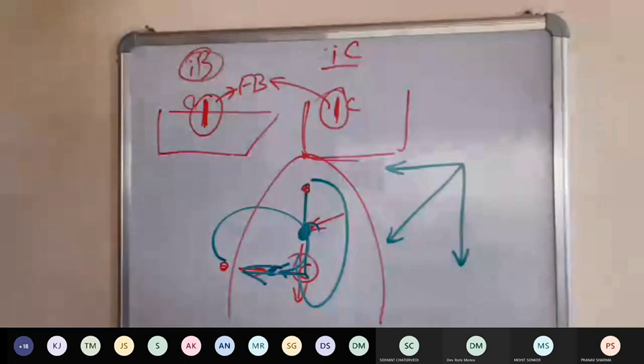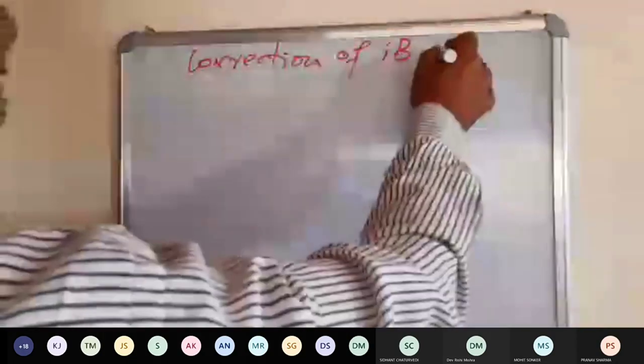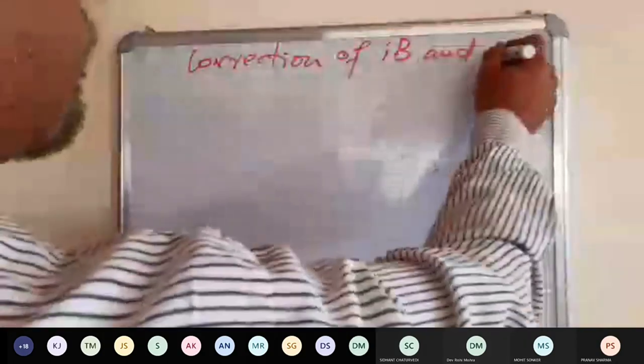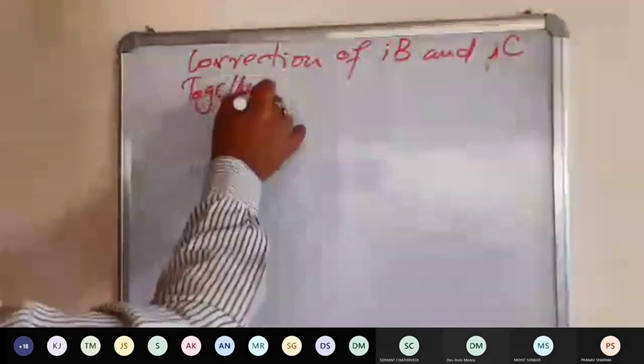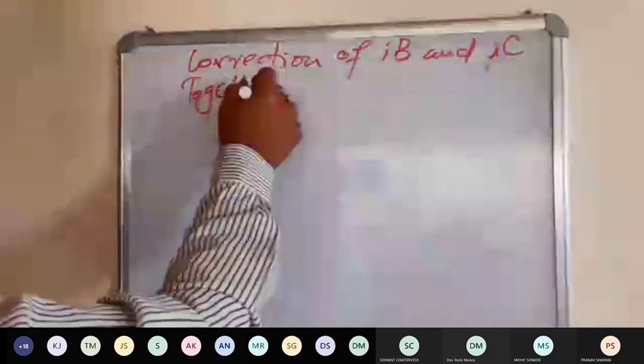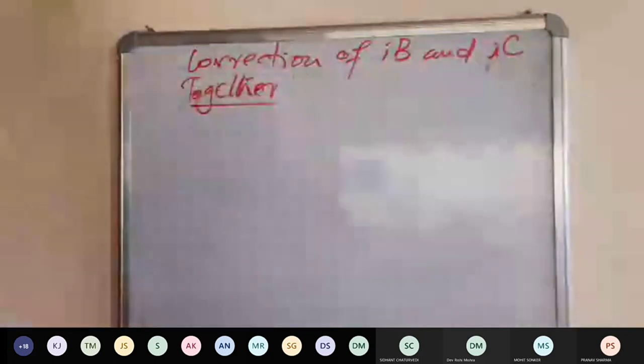Okay. What we are trying to say is that we are going to do correction of IB and IC together. This is what we are trying to talk about.